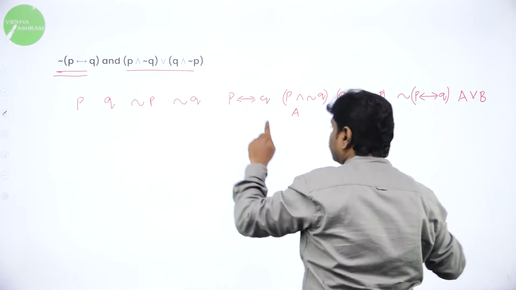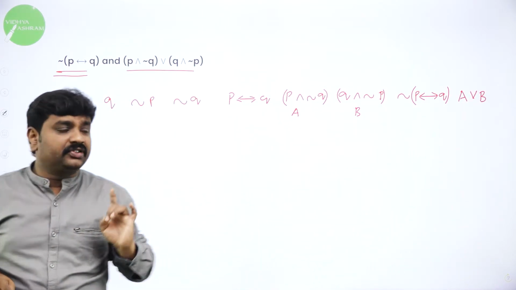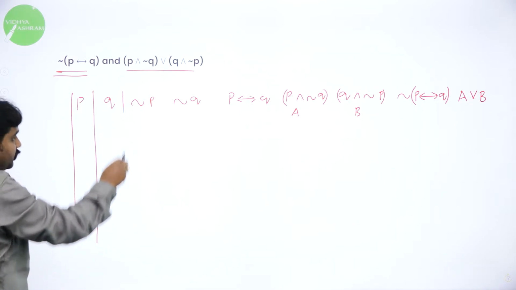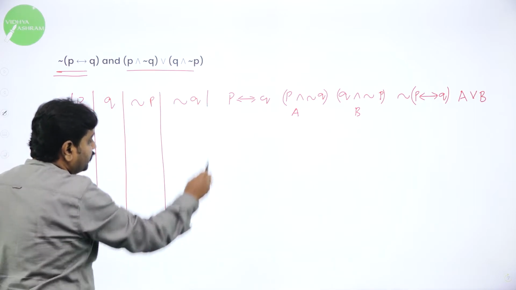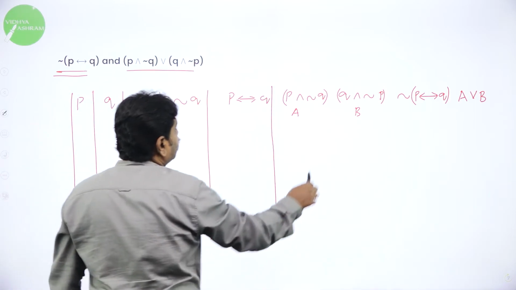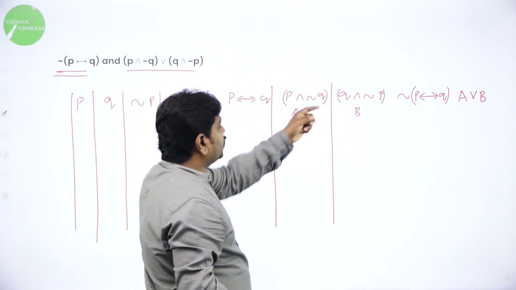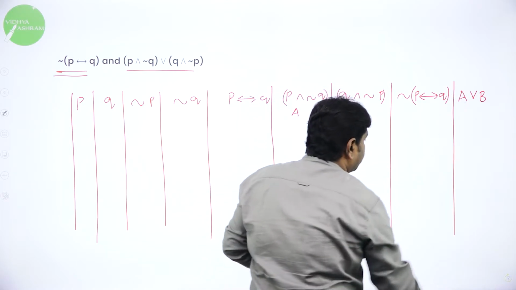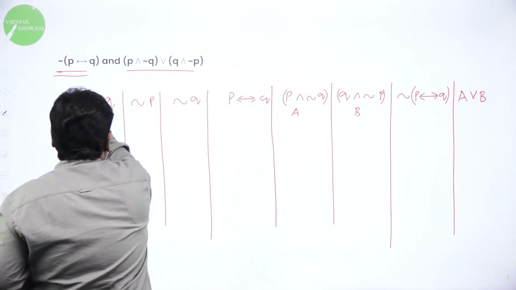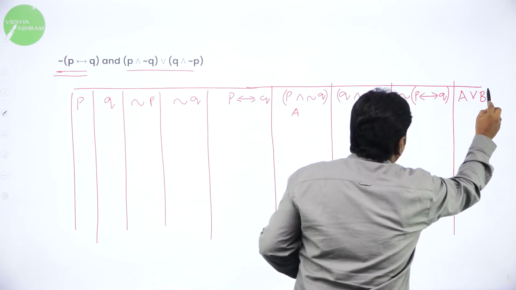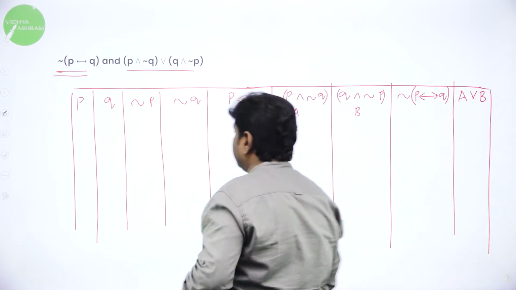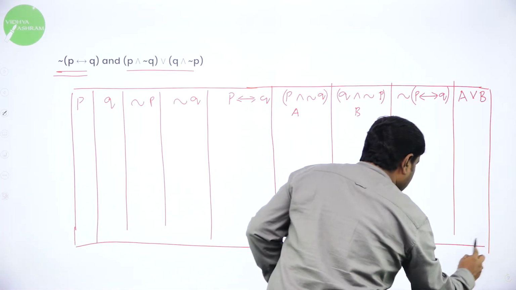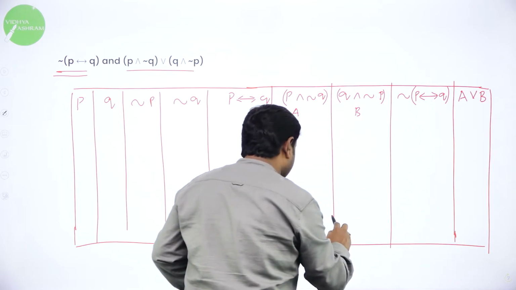So now we got a big truth table. I split the components. We have P, Q, negation P, negation Q, then P biconditional Q, and P and not Q, which I am calling A, and Q and not P, which I am calling B. As usual, all of you know how to construct a truth table. So now we'll go ahead and construct the truth table.